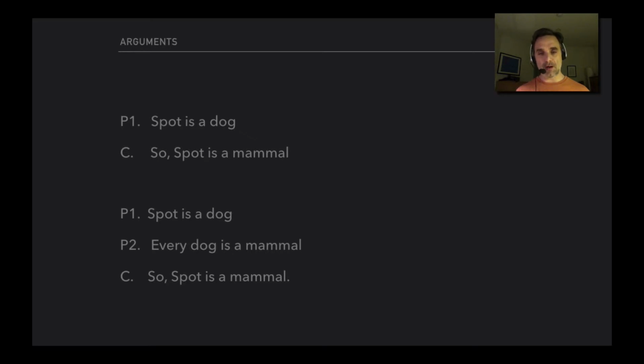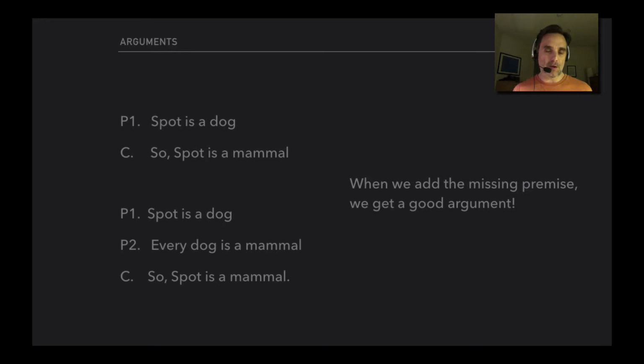Premise 1, Spot is a dog. Premise 2, every dog is a mammal. Conclusion, Spot is a mammal. So this is a good argument because we've added the missing premise. There are actually a bunch of premises we could have put in there. We could have said if Spot is a dog, then Spot is a mammal. But there's this more general premise, every dog is a mammal. And when we add a missing premise, then we get a very good argument. No matter what, if the premises are true, so is the conclusion. But also, nothing has been left out, right? It's all stated in the premises, everything you need to know that the conclusion is true.